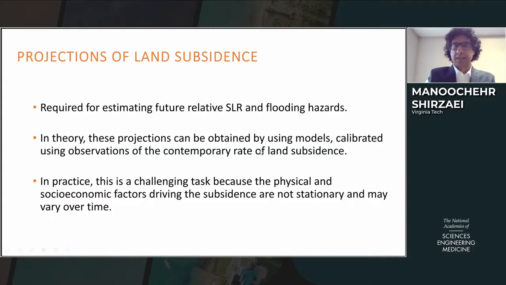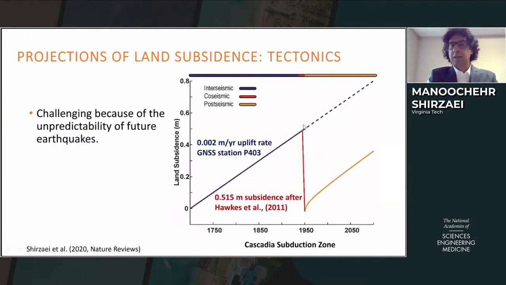So this is a simulation of the uplift and subsidence associated with the earthquake cycle at the location of the GPS station P403, which is located in Cascadia. Currently, this station is rising, uplifting at a rate of about 2 millimeters per year. However, that area has been subject to major earthquakes in historic time. The most recent one was in the 17th century, and it caused about 0.5 meters of subsidence at this location.